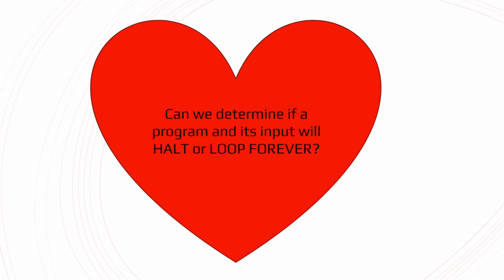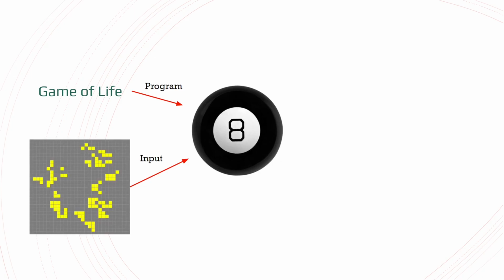The heart of the halting problem is this. Can we determine if a program and its input will halt or loop forever? Turing proved this is impossible by first assuming it was possible. Firstly, he imagined that there was a machine, we will call it a magic 8-ball, that given a program and its input could predict whether or not that program would halt. So if we gave that 8-ball the game of life, with a starting seed that terminates, the 8-ball would output halt.